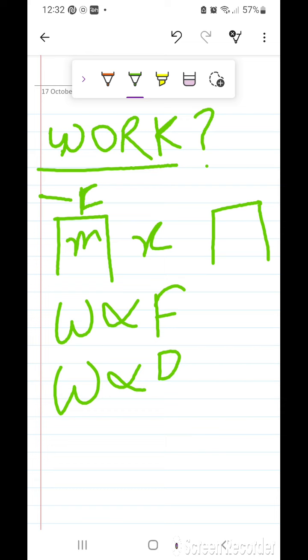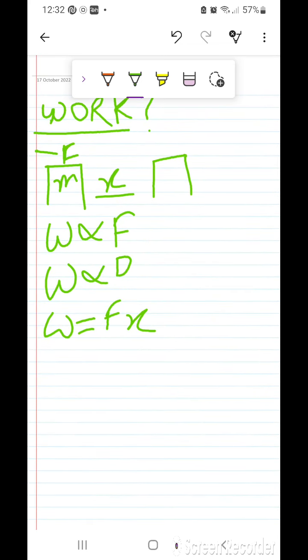If you push an object and it moves, that means you have applied a force and it covers a displacement. In this case, work done is not equal to 0. The work done is equal to Fx, because x is the displacement which we have covered and F is the force which we have applied.